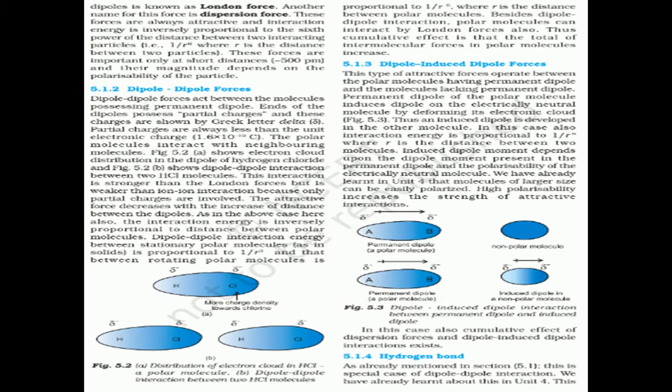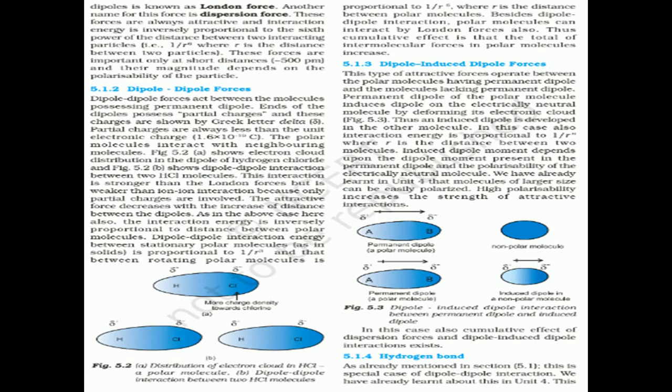So here in figure A, there are two types of charges, delta positive and delta negative. So this is actually a permanent dipole, and the second one is a nonpolar molecule. So here there are no positive and negative charges.